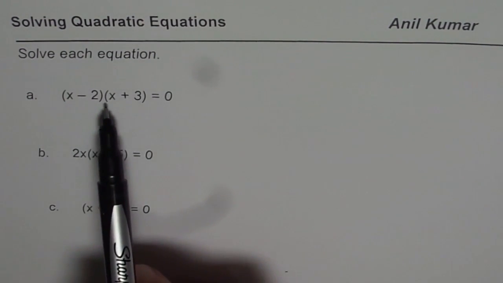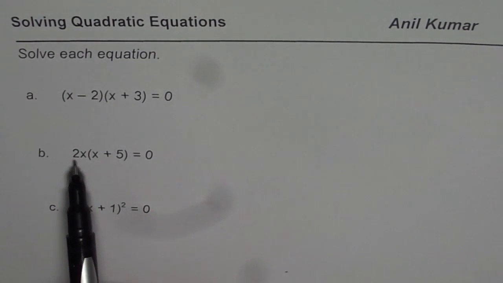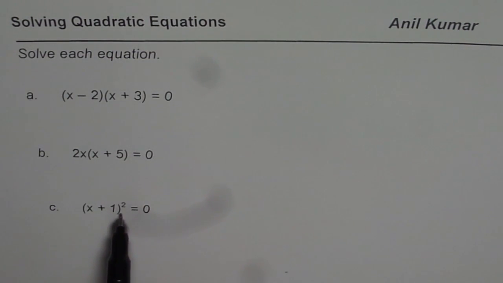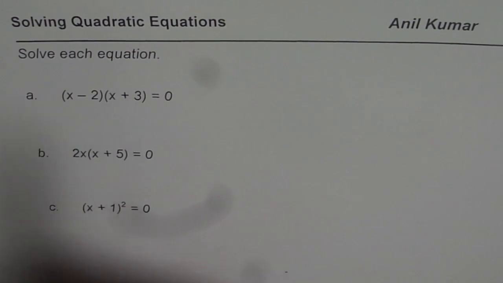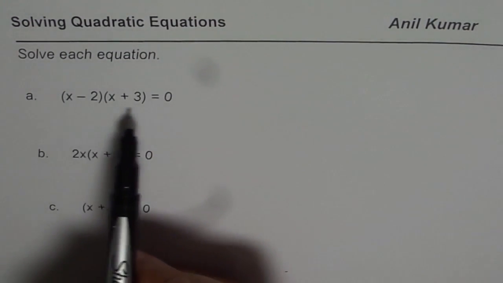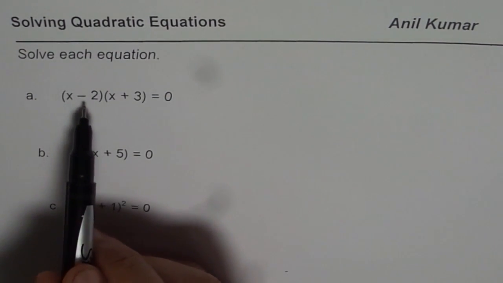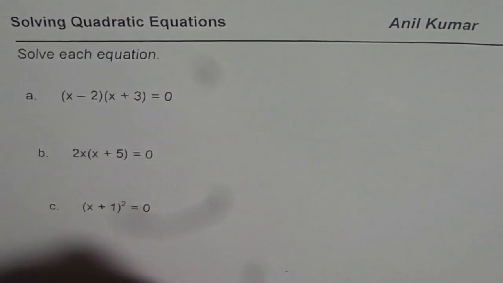x minus 2 times x plus 3 equals 0, 2x times x plus 5 equals 0, (x plus 1) whole square equals 0, right? So you can actually pause the video, answer, and then look into my suggestions. Once we have factored the equation and written as they are written, it is kind of simpler. You can equate each factor to 0 to find the solution, right?